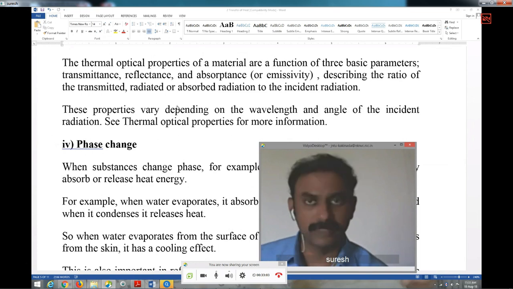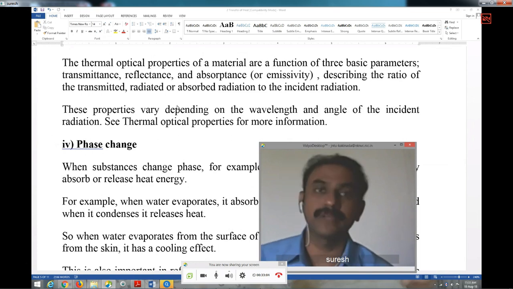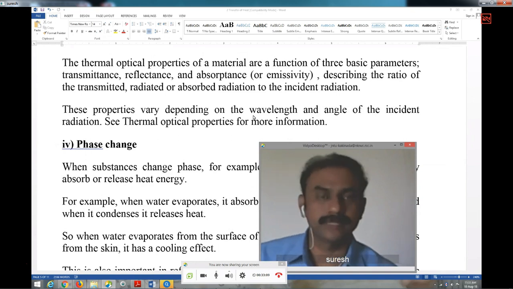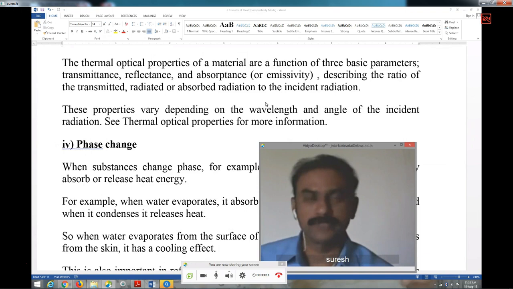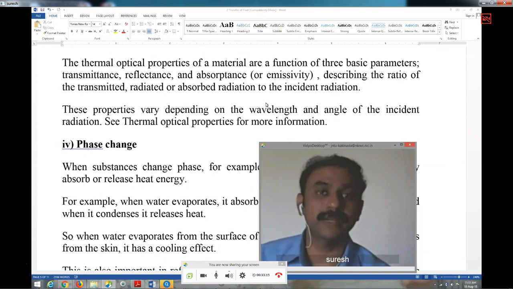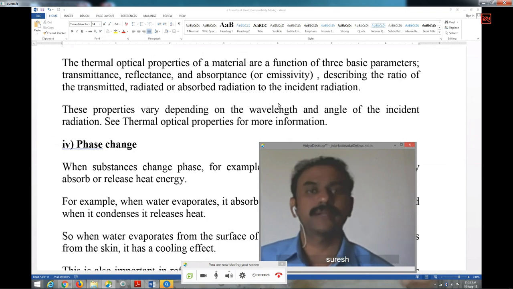Wavelength and the angle of inclination of the radiation. Now, this is the concept of why this angle comes into the picture. During the morning hours, the sun rays falling on the earth are inclined with the surface of the earth. And at noon, the solar rays pass perpendicularly through the surface of the earth.